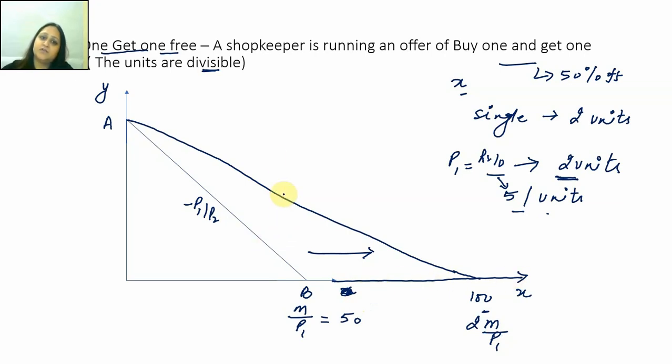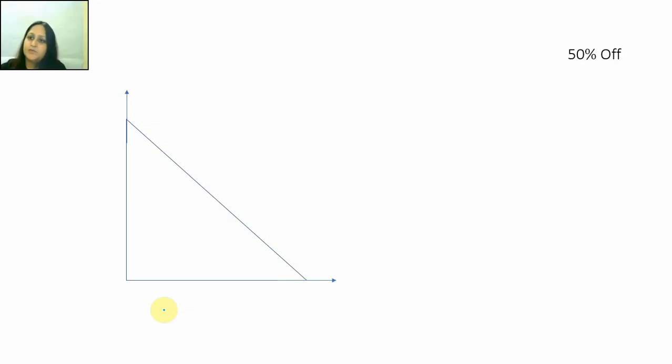Now let's take a scenario that if the units were indivisible. So the second case is where the shopkeeper is offering a 50% off. The shopkeeper says that there's a 50% off.